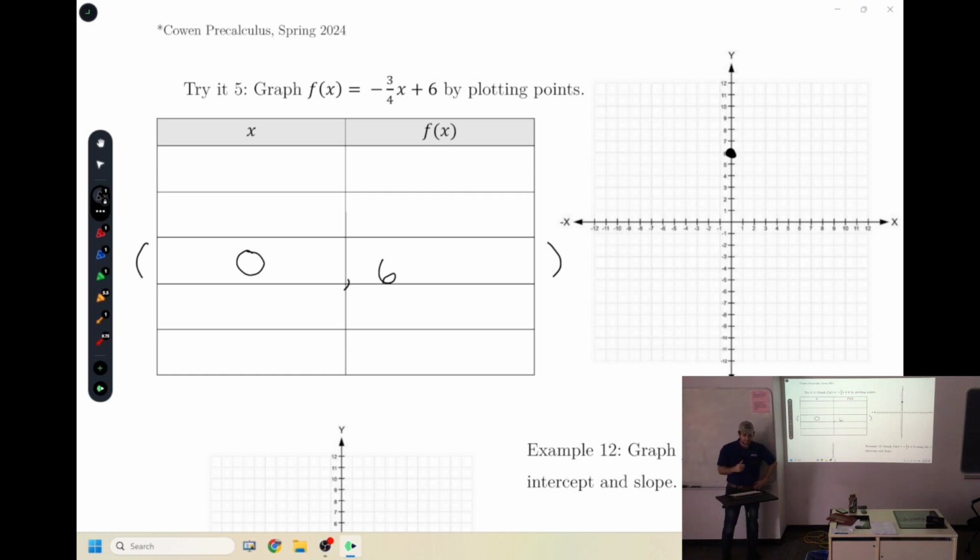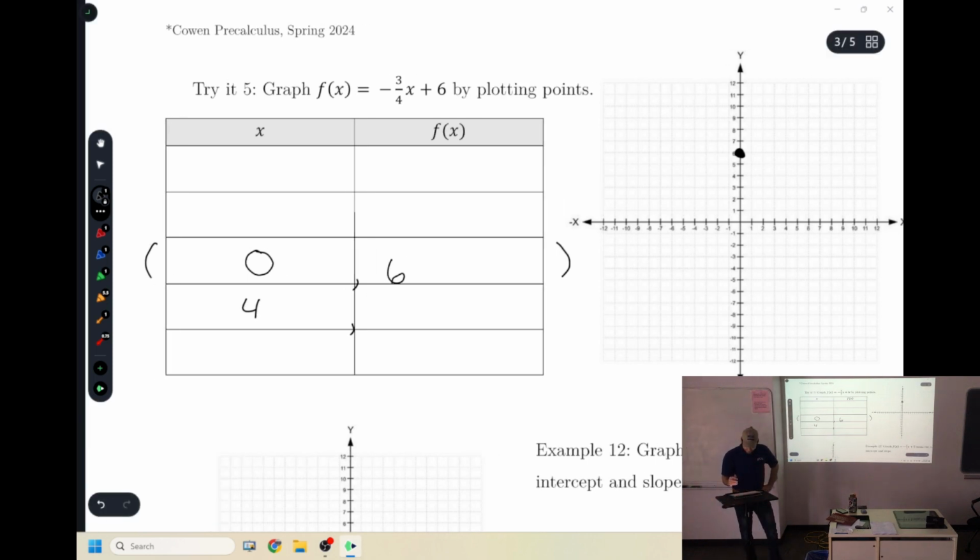Any thoughts on another x value to pick that's actually pretty and nice? Usually I do 1. I heard a bunch of people say 1. That fraction looks awful. 4 looks great. And then negative 4. 4 looks like it's going to be real nice because you know what it's going to do to that bottom? Cancel it out. So what is f of 4 then?